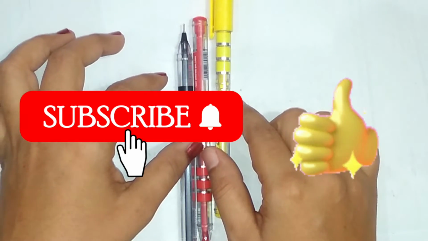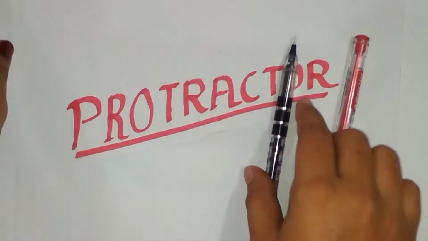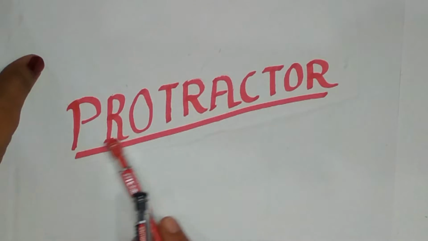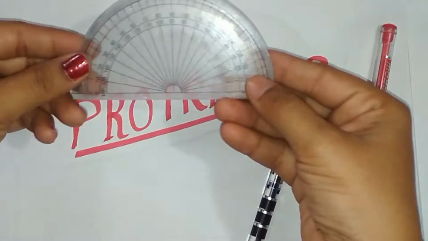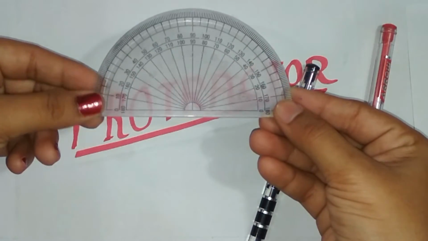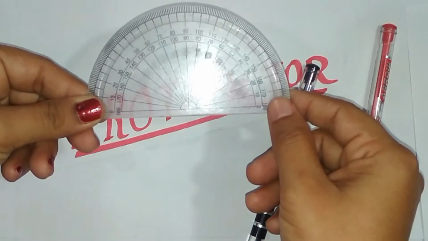Today in this video, I'm going to introduce you to the instrument which is used to measure the angle, that is called a protractor. Okay, now this is the instrument used to measure the angle. That instrument is like this. It is called the protractor. Everyone in their compass box or geometry box will be having such an instrument called a protractor.